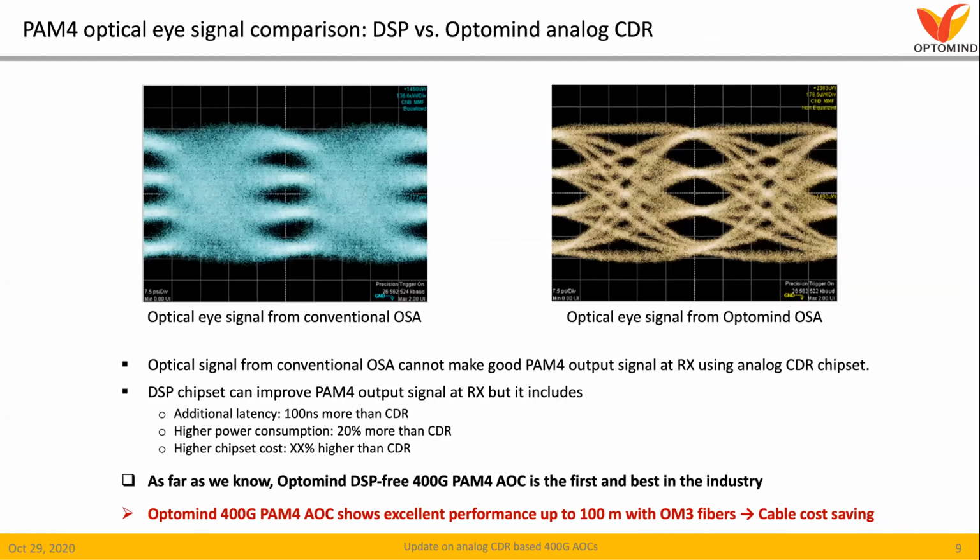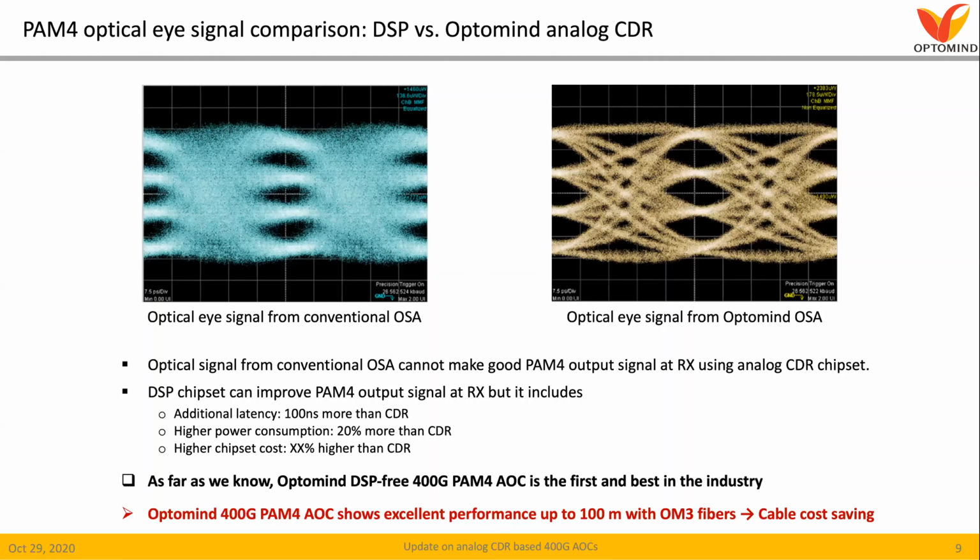Let me show PAM4 optical signal, optical eye signal taken from conventional OSA with an NRG-based product and our new OSA for PAM4. As we identified with our own measurement, it is very difficult to make good PAM4 optical signal using a conventional OSA and could not get a good PAM4 output signal at receiver with an analog CDR chipset. DSP chipset can improve PAM4 output signal integrity significantly, but it requires additional latency, higher power to drive, and higher material cost as a return.